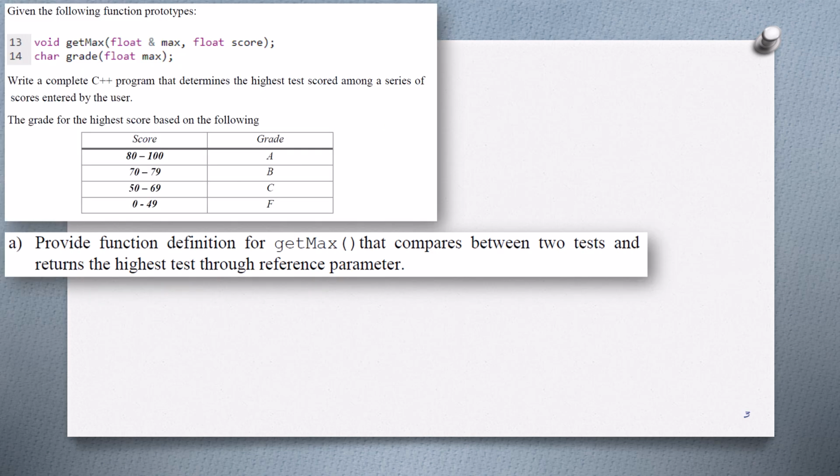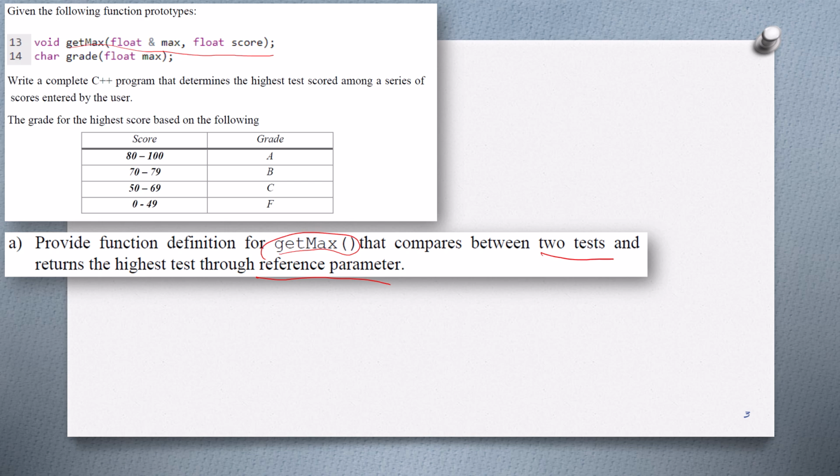So given to you the question: provide the function definition for the getMax function that compares between two tests and returns the highest test through reference parameter. So this is according to the first one, the getMax function. You see, for the getMax function, you have two parameters. One is of type reference parameter, another one is the value parameter.